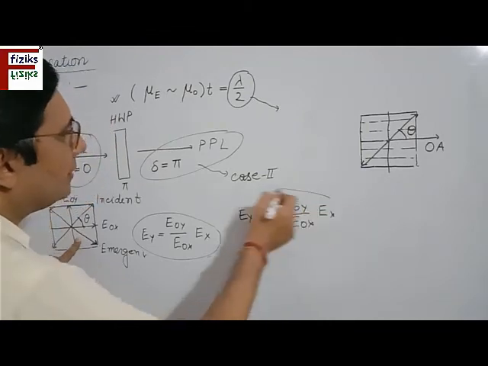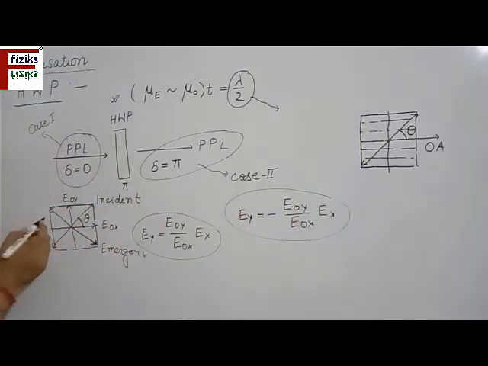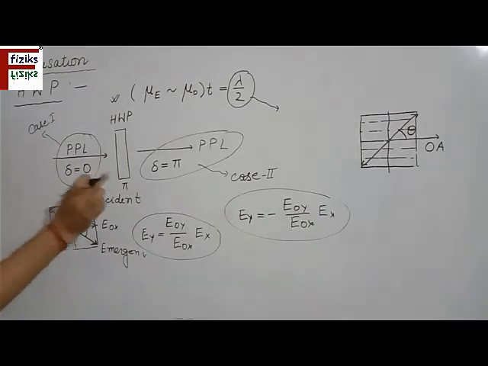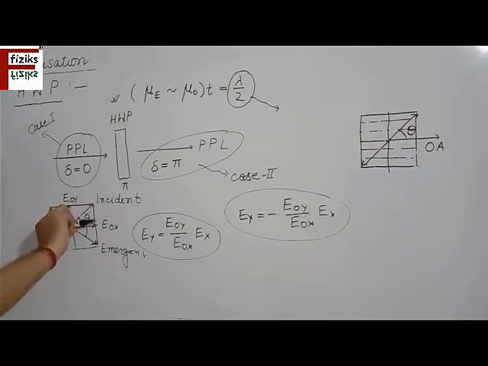Again this is linearly polarized light, but its electric vector is making an angle minus theta with respect to optic axis. So what is the role of half wave plate? Half wave plate rotates the electric vibration by an angle 2 theta around the optic axis. This will not rotate like this. This will rotate like this. This angle by which it is rotated, that is equal to 2 theta.